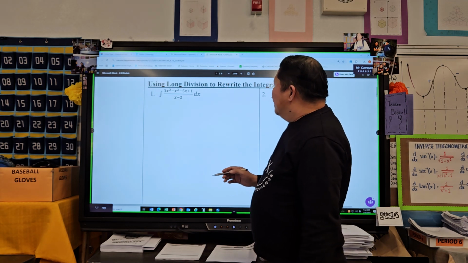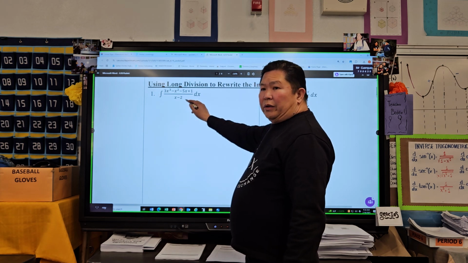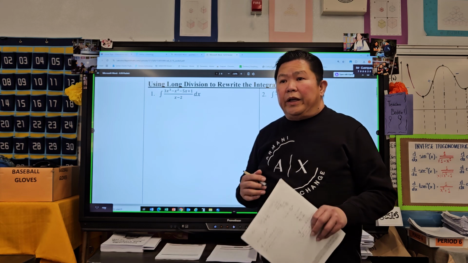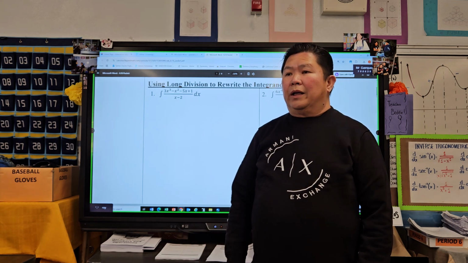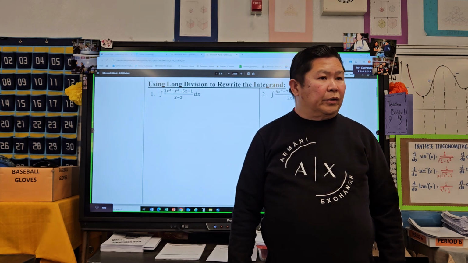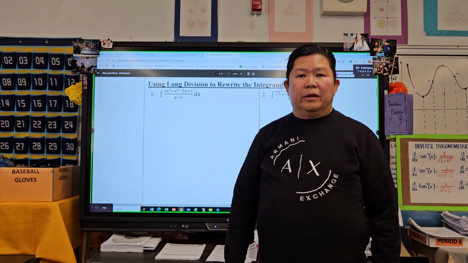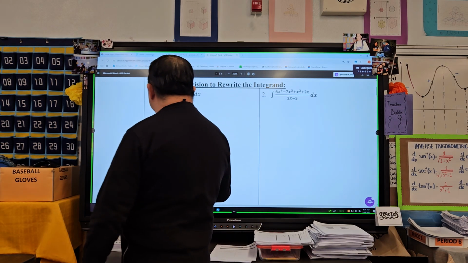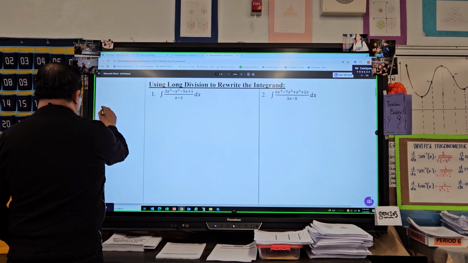Okay. In this case, the numerator is bigger compared to the denominator, right? The denominator rather is less compared to the numerator. So in this case, we're gonna do long division. We're gonna divide this first.